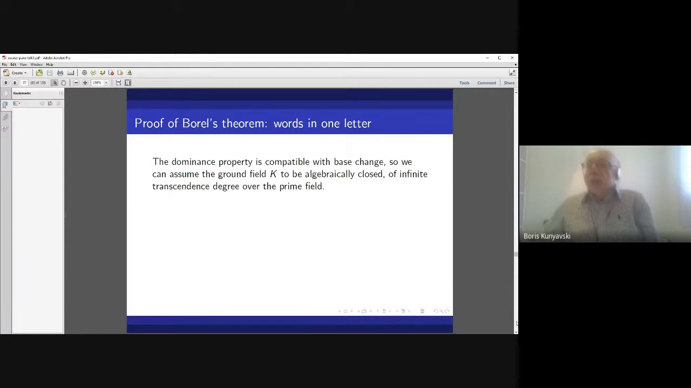So this allows us much freedom. We want to assume our ground field to be as large as we wish. We can assume that it is algebraically closed if it's important, and at some point we need it to be of infinite transcendence degree over the prime field. That is what was called by André Weil the universal ground field. So we can use this setup because the dominance property is very good in this sense.